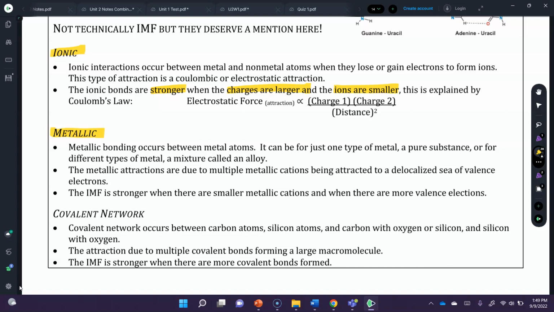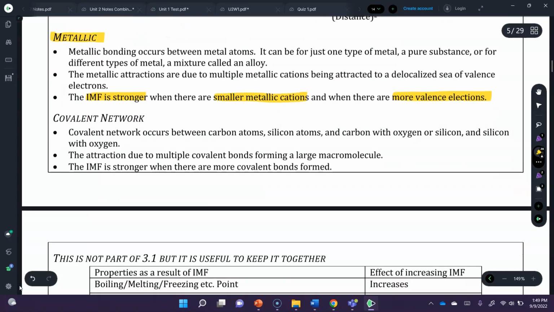These metallic attractions are due to multiple metallic cations being attracted to a delocalized sea of valence electrons. The intermolecular forces are stronger when we have smaller metallic cations and when we have more valence electrons. And finally, covalent network. These occur between carbon, silicon, and carbon, oxygen, or silicon, or some combination therein. These attractions are due to multiple covalent bonds forming a very large macromolecule, like diamonds.